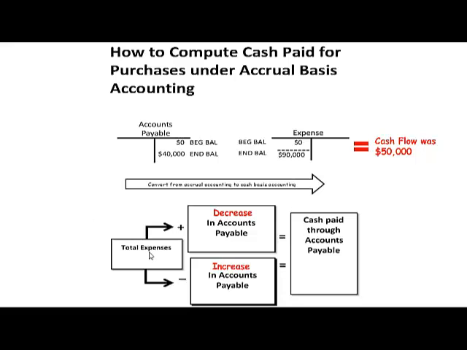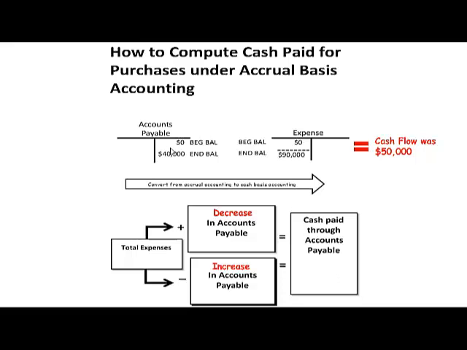Okay, total expenses, if we have a decrease in accounts payable, we add that to our total expenses. If we have an increase in accounts payable, we subtract that from our total expenses. And whatever the adjustments are, that's going to be our cash paid through accounts payable.